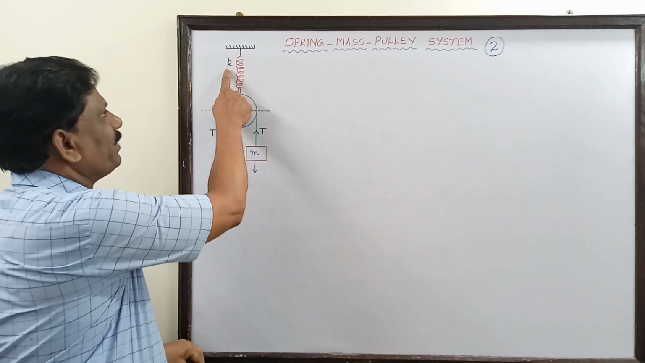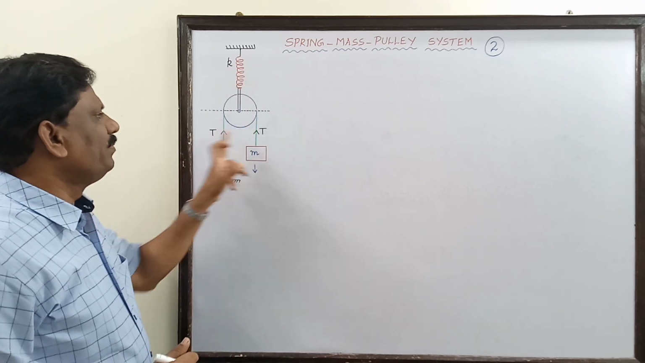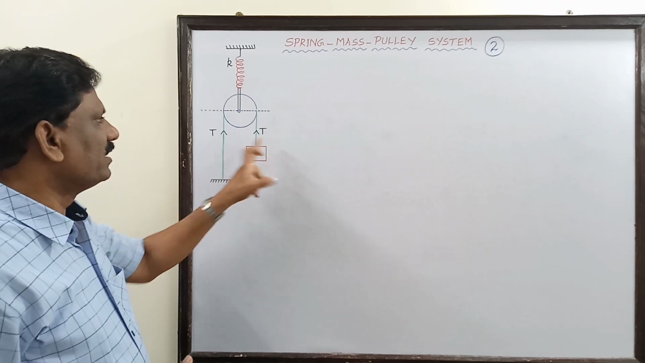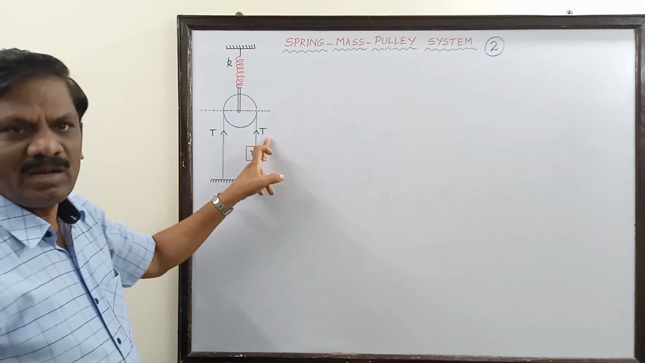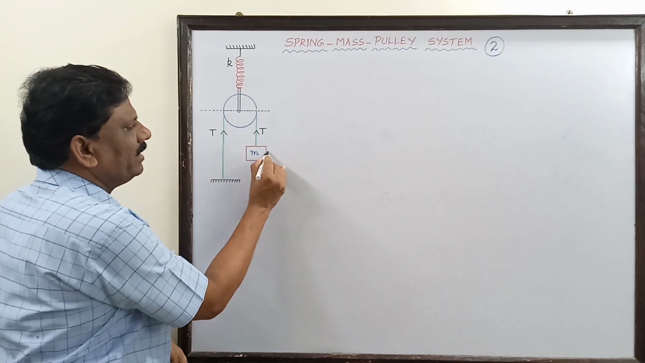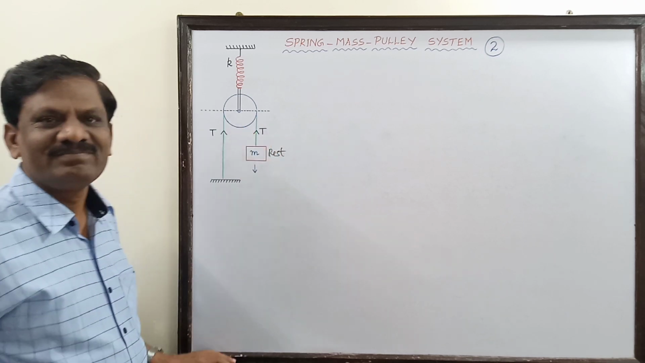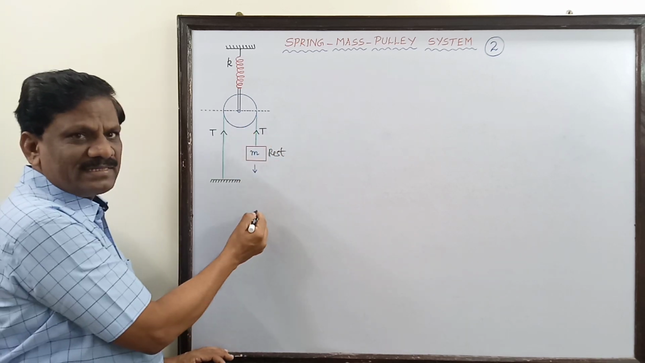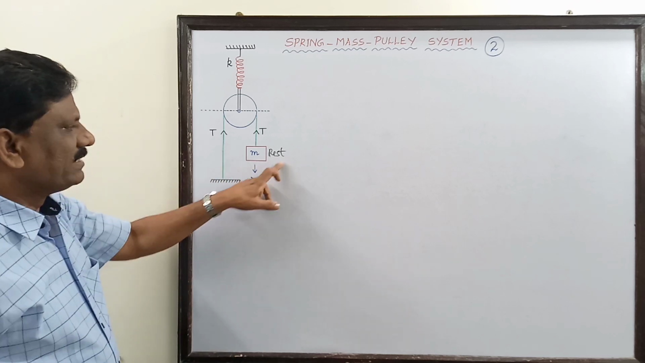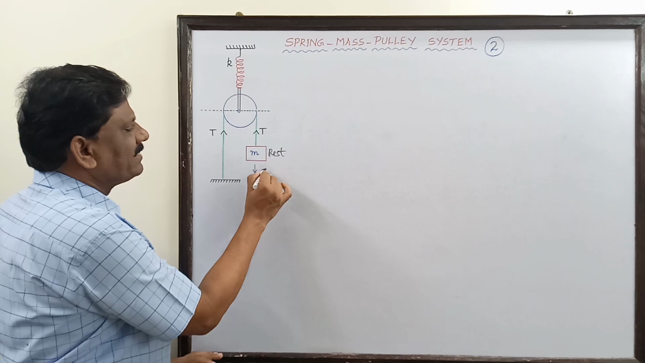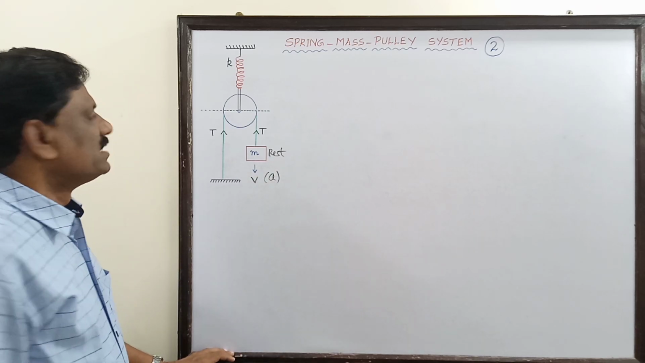So let K be the spring constant, M be the mass, and T be the tension in the string. Both the arms of the string will have the same tension T and it will be upwards. Now initially this mass is at rest. Now I am going to pull this down, so it acquires a velocity V. So there is a change in velocity. As a result, it will have an acceleration A in the downward direction. Understand?